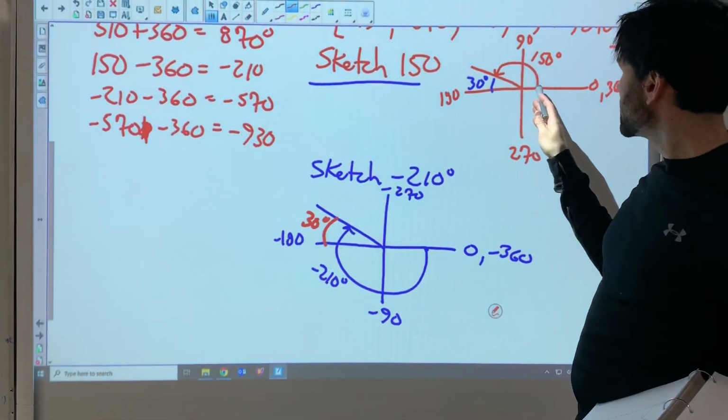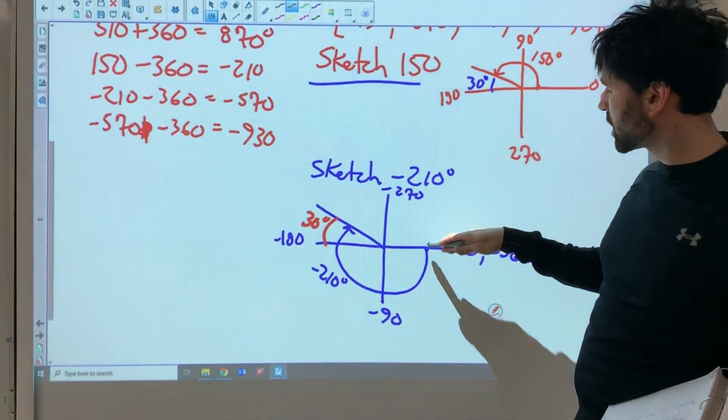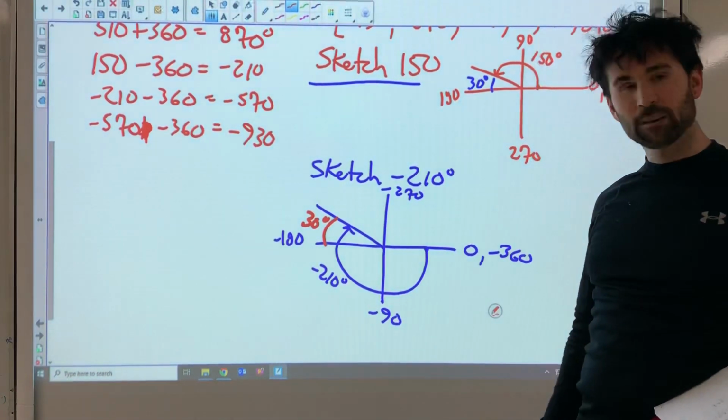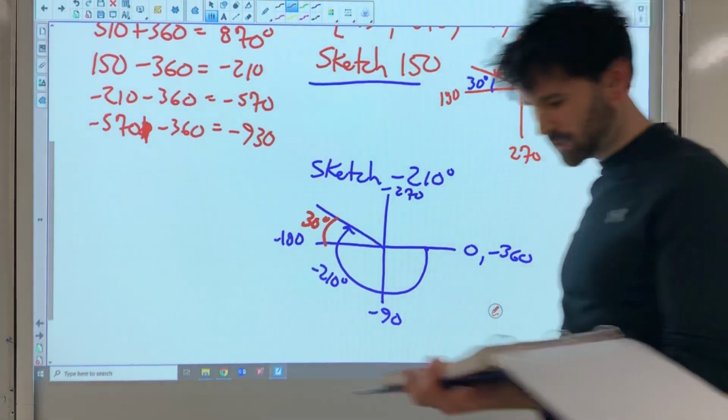The only difference is here we traveled 150 degrees counterclockwise. Here we have to travel 210 counterclockwise. So that is something to know.